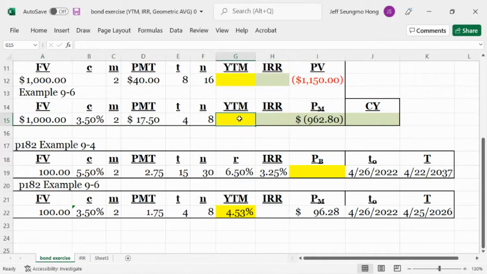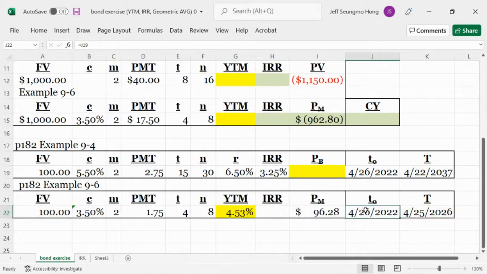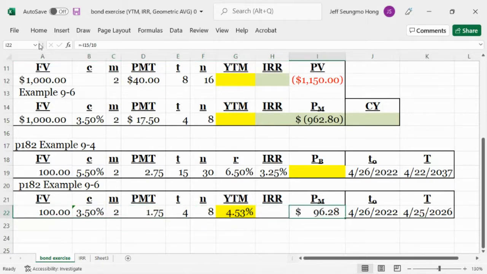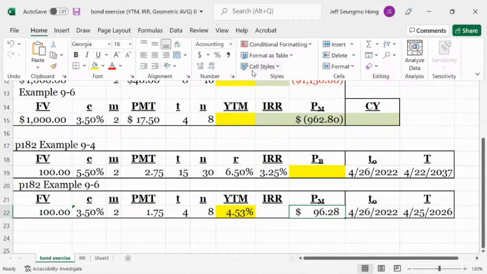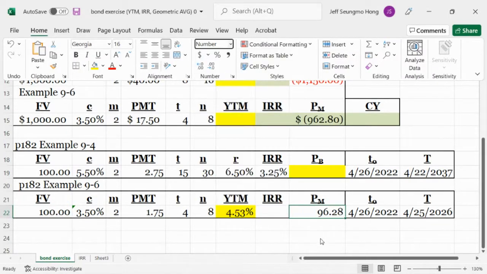You cannot use yield to maturity. You cannot use yield command, because to use yield command, you have to have these two extra columns: settlement date and maturity date, and then everything must be expressed as percentage. All the prices must be expressed as percentage. Again, this one, not dollars.